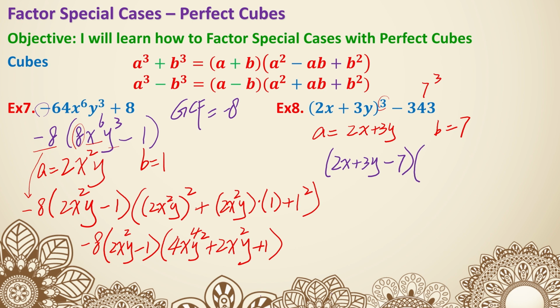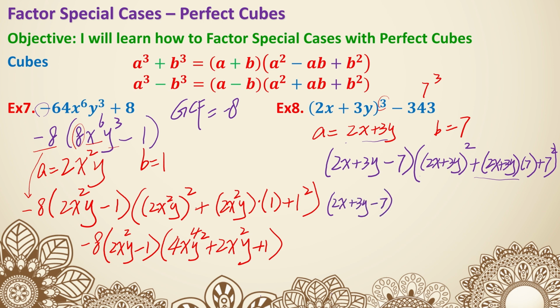Second set of parentheses, 2x plus 3y, the whole thing needs to be squared. So 2x plus 3y being squared. And then the second sign needs to be opposite, so plus 2x plus 3y times a 7. On the end is a 7 squared. Now we actually need to simplify the whole thing, especially inside the second parentheses. The first set stays 2x plus 3y minus 7.